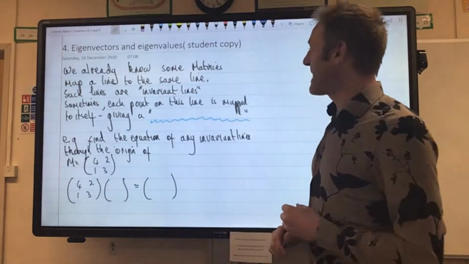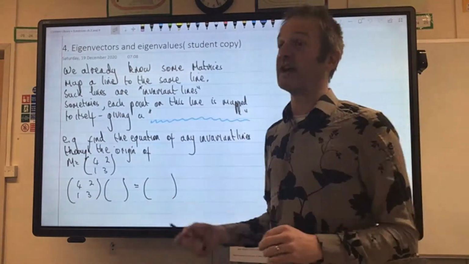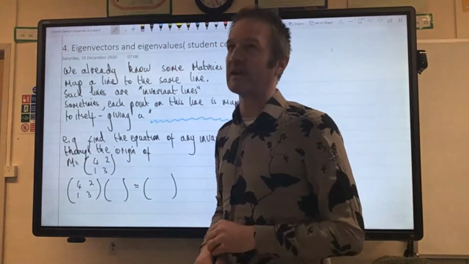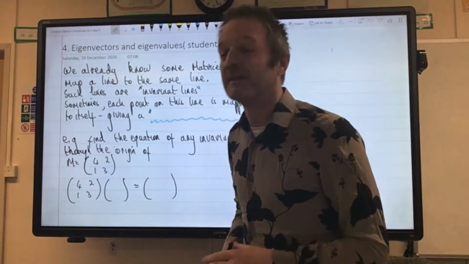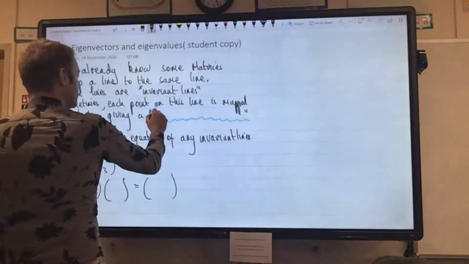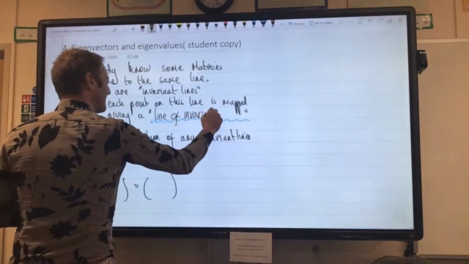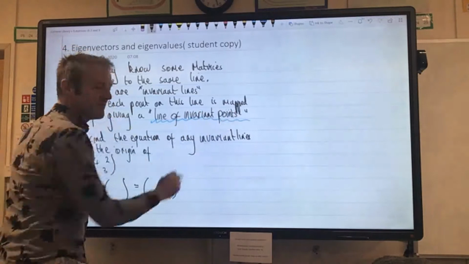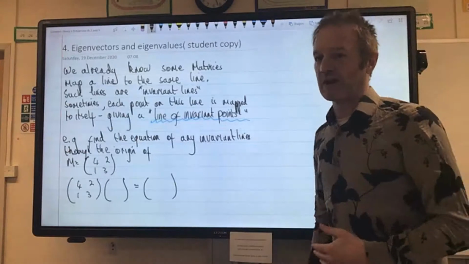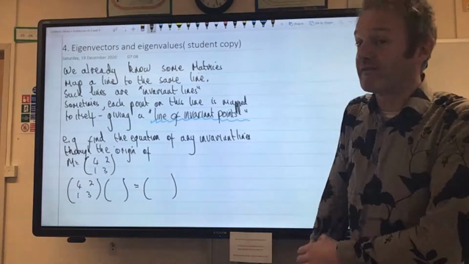Okay. If each point on this line is mapped to itself, what's that called? What's a line called where all the points on the line stay exactly where they are? There's a name given to it, and you have studied this. We studied this at the end of last year, so you should remember. Line of invariant points, exactly right. Okay. So a line of invariant points is a certain form of an invariant line, but it's really important to realise an invariant line does not mean the same thing as a line of invariant points.